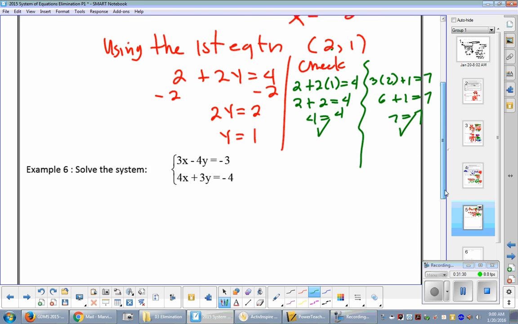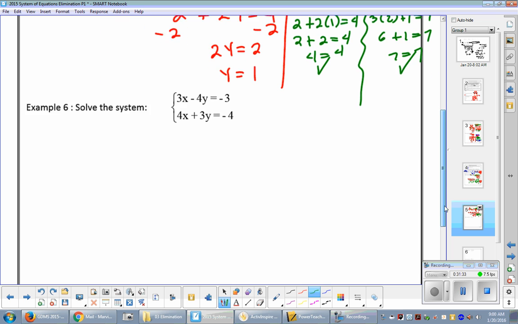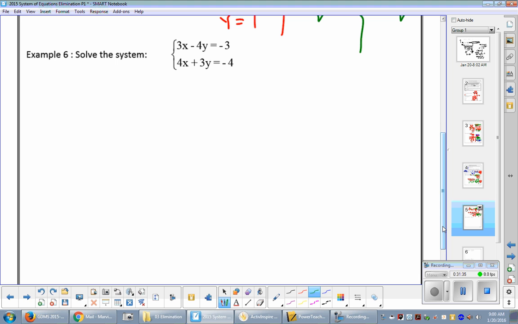Okay, let's solve example number 6. For example number 6, we have to multiply both equations so that we will arrive at identical terms. But again, the first step here is to identify which variable you want to eliminate. Okay, let's decide as a class. Do you want to eliminate x or do you want to eliminate y? You want x? Okay, let's try to eliminate x.